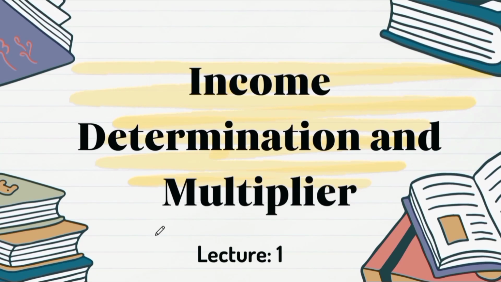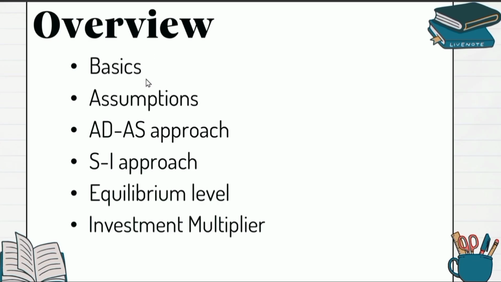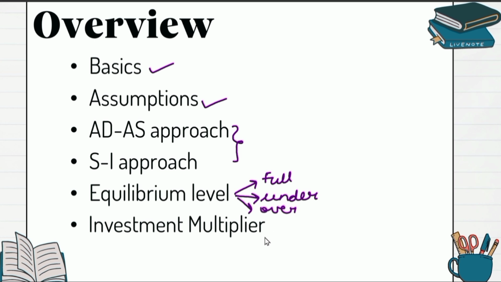Hello everyone. So today we are starting with chapter 4 of the NCERT textbook, and in this chapter we will focus on determining the equilibrium level of income. Firstly we will read about basics, then a few assumptions, then there are two approaches to determine the equilibrium level of income, then full employment equilibrium, underemployment equilibrium and overemployment equilibrium, and finally investment multiplier. So in this particular video, we will cover these three topics, in the next one these two, and in the last this one. So let's dive in.